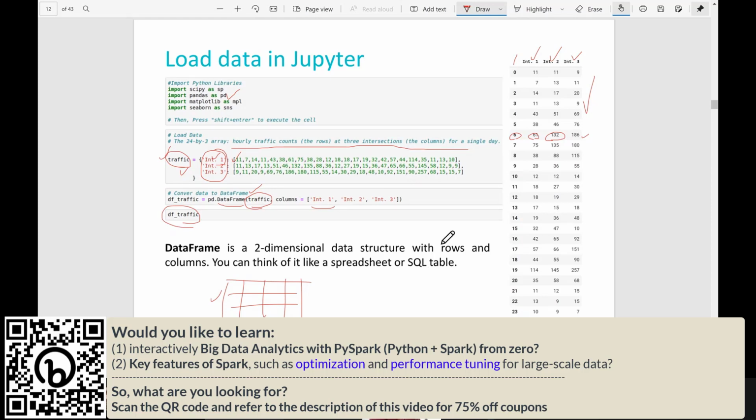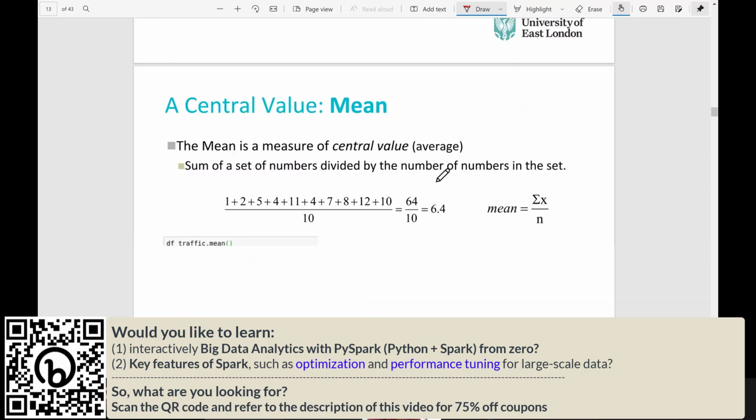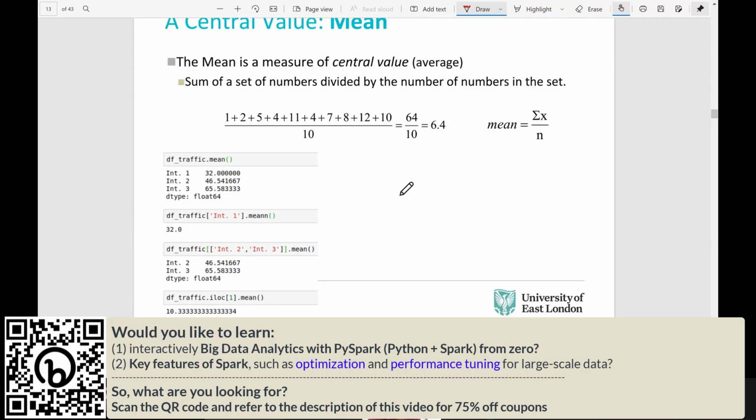Let's see what sort of information we can get out of this data. If you want to trust your eyes, for intersection 1 you can see the minimum traffic is at 1 a.m. and the maximum traffic is at 7 p.m. So with your eyes, you can get a few pieces of information to understand this data. But let's move on to see how we can use these techniques to do it simply.